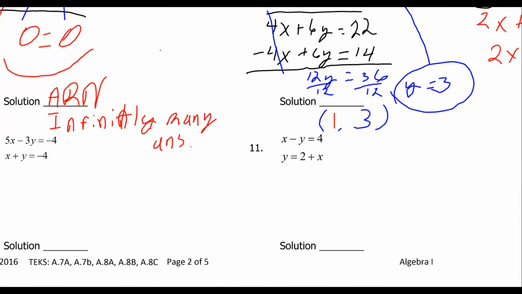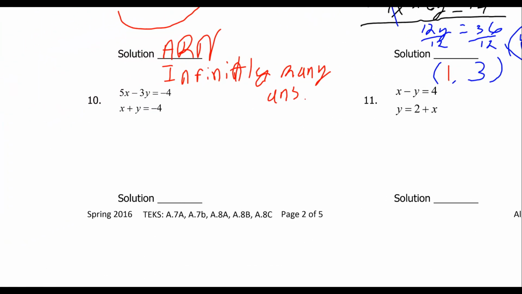Alright, moving right along. Okay, so number 10. We've got 5x minus 3y equals negative 4, and x plus y equals negative 4. Now, what I see is we can multiply this bottom row by either negative 5 or positive 3. We could also subtract x from both sides on this bottom equation and wind up with y equals negative 4 minus x, plug that in, and we have a substitution problem. It all depends on how you feel the most comfortable. If you like substitution, minus x.